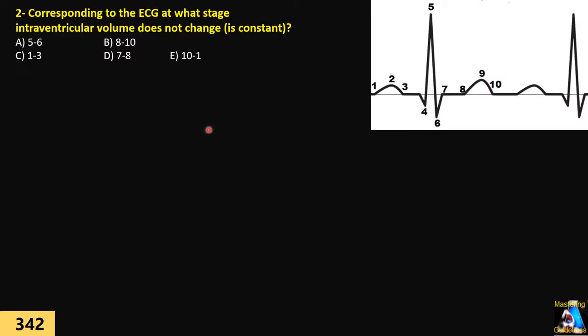Second, corresponding to the EKG. This is the EKG or ECG. At what stage does intraventricular volume not change? It means it's constant. The shape changes, but the volume doesn't change. I know you know this. I know all of you got this one.